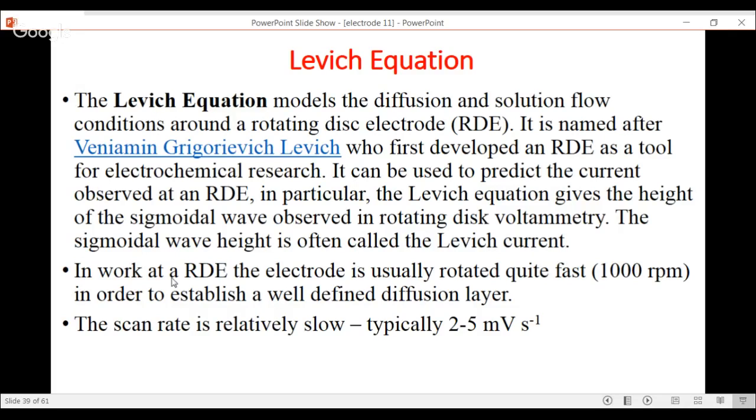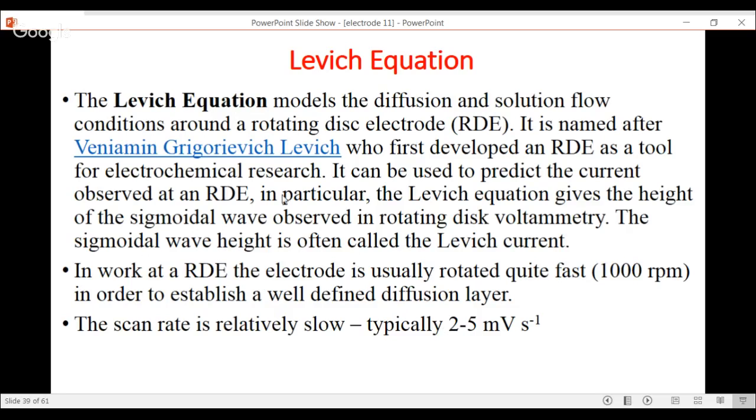In work at a rotating disk electrode, the electrode is usually rotated fast, 1000 RPM or more, in order to establish a well-defined diffusion layer. We will just now show you a picture about it. The scan rate is relatively slow. This is the rotating disk speed.